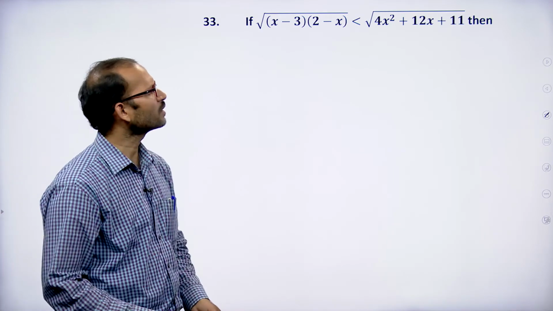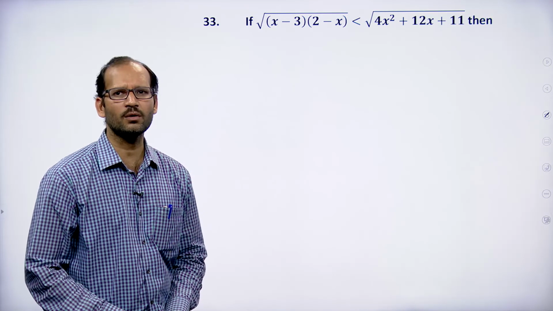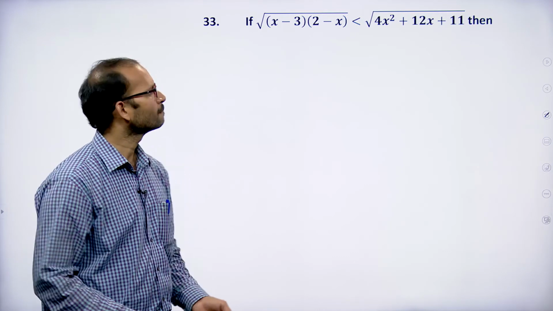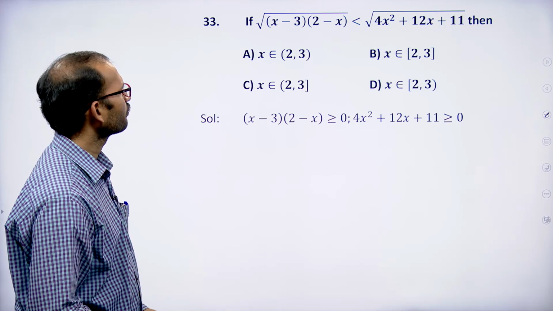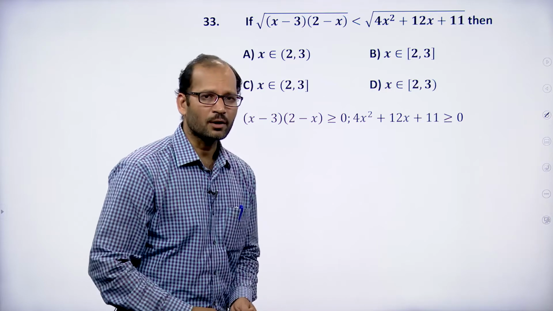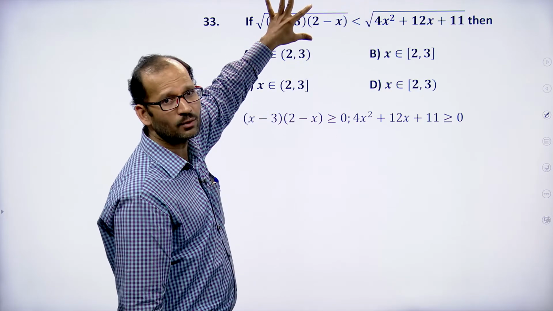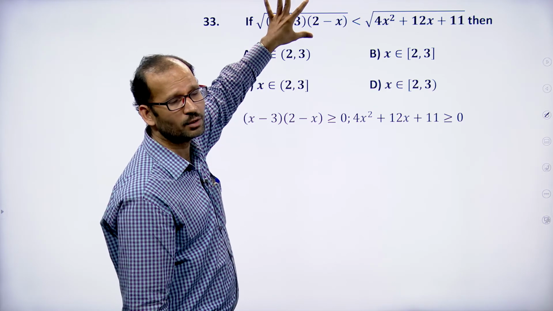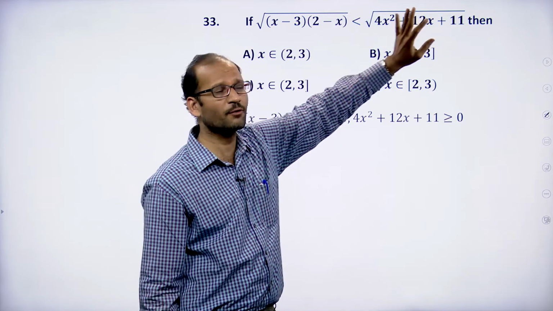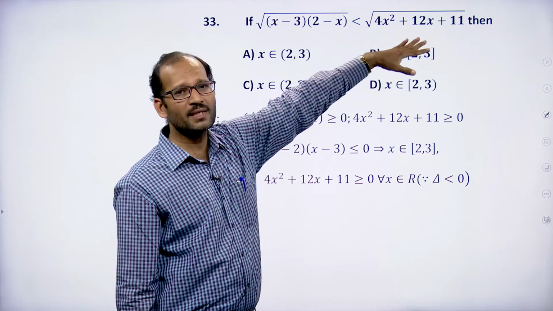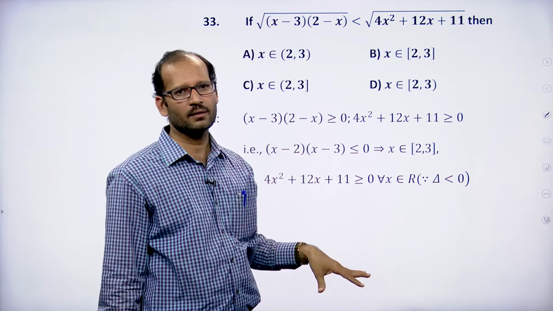This one please note down. This question also similar way you can solve it on your own. Please solve it. I will give the answer. What you have to do is, this is less than this. This is a non-negative quantity, non-negative or 0, positive quantity. This is also positive quantity. So therefore, you can square on both sides, continue the same inequality.